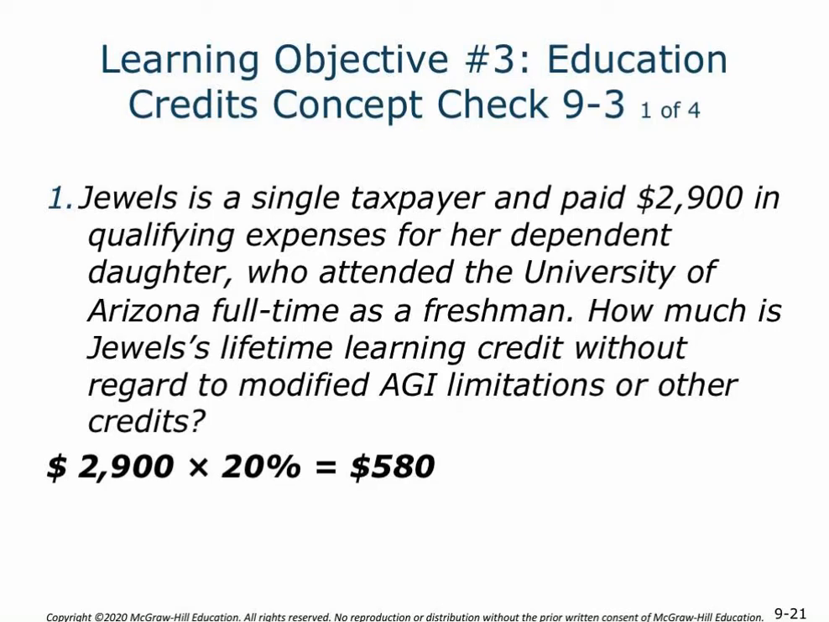Concept check 1. Jules is a single taxpayer and paid $2,900 in qualifying expenses for her dependent daughter who attended the University of Arizona full-time as a freshman. How much is the lifetime learning credit without regard to those AGI limitations? Those might be limited if she earned over $58,000. Here we're going to assume that's not the case and she's going to get the full amount. We're going to take 2,900, which is an amount under 10,000, multiplied by 20%, so 1 of every $5, and $580 is the amount that she can use towards that lifetime learning credit.